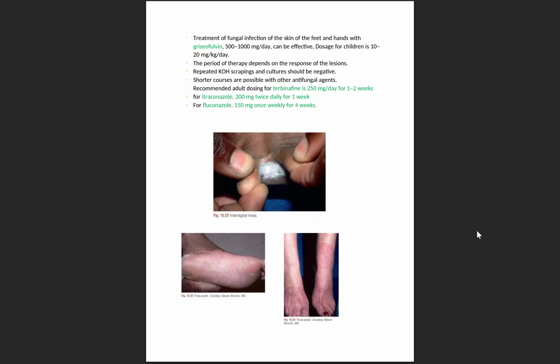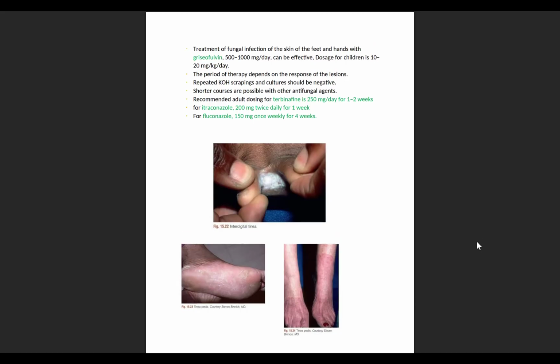The treatment of fungal infection of the skin of feet and hand with griseofulvin 500 to 1000 mg per day can be effective. Dose for children is 10 to 20 mg per kg per day. The period of therapy depends on the response of the lesions. Repeated KOH scrapings and culture should be negative. Shorter courses are possible with other antifungal agents.